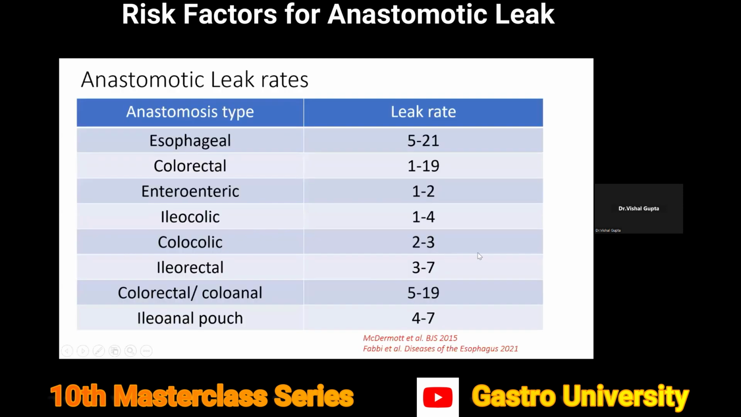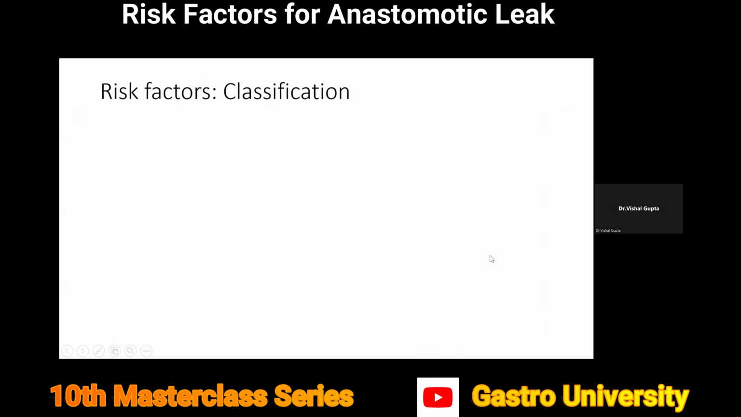This is the incidence of anastomotic leak. Depending on the anastomotic site, it may be 5 to 21% in the esophagus. In the colorectal region, it is up to 20%, and as we go distally towards the pelvic floor, the incidence increases, from 1 to 2% in the small bowel to up to 20% with colorectal or coloanal anastomosis. It is expected, since the esophagus and the rectum don't have any serosa, that the leak rates are higher with anastomoses involving these organs.